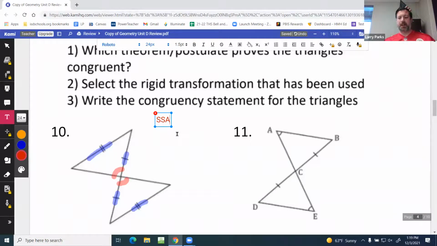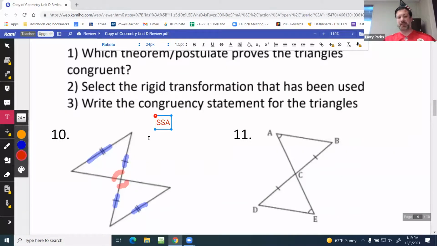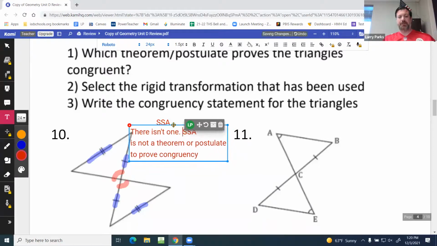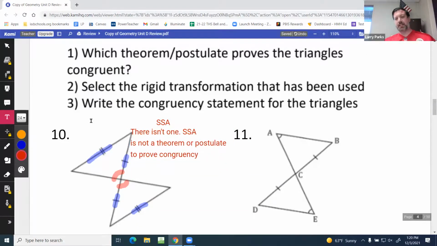So on this problem, because this is angle side side, or SSA, which theorem or postulate proves the triangle is congruent? There actually isn't one, because SSA is not a theorem or postulate to prove congruency, just not. SSA doesn't work.